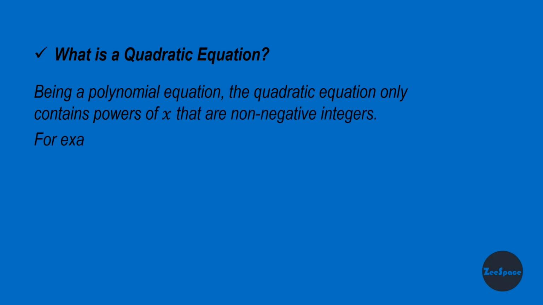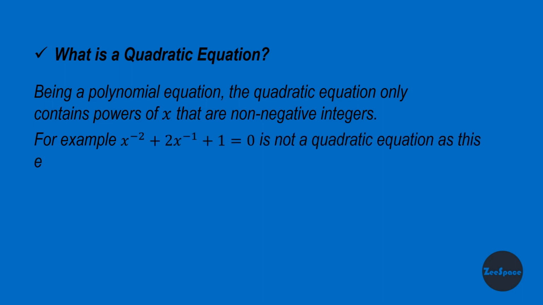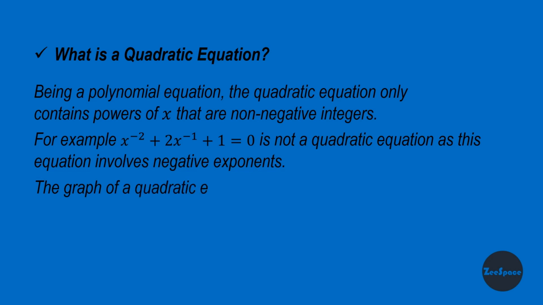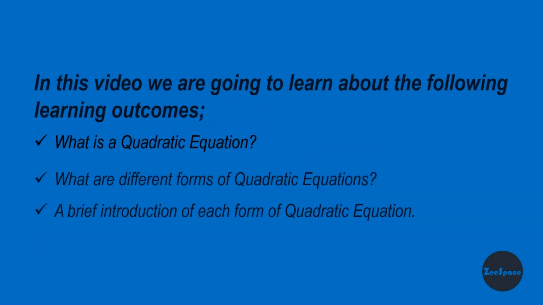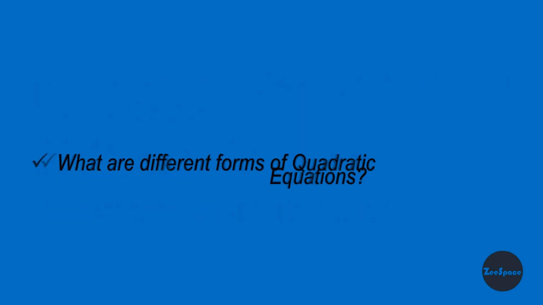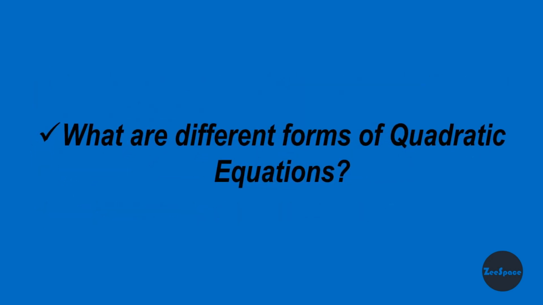Being a polynomial equation, the quadratic equation only contains powers of x that are non-negative integers. For example, x raised to power minus 2 plus 2 into x raised to power minus 1 plus 1 equals 0 is not a quadratic equation, as this equation involves negative exponents. The graph of a quadratic equation is a parabola. We shall learn about the graph of quadratic equation in the next video of this series.